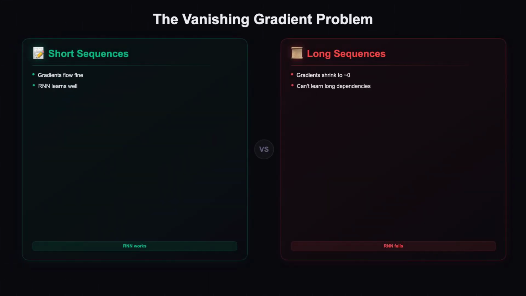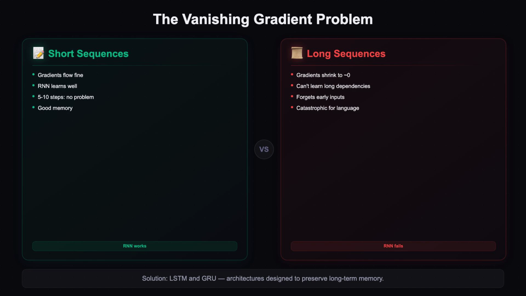RNNs have a fatal flaw, the vanishing gradient problem. When sequences are long, gradients get multiplied many times during backpropagation through time. If they shrink at each step, they vanish to near zero. The network can't learn long-range dependencies. A sentence like "The cat, which was sitting on the mat that I bought last week... finally." The RNN forgets "cat" by the time it reaches "finally."